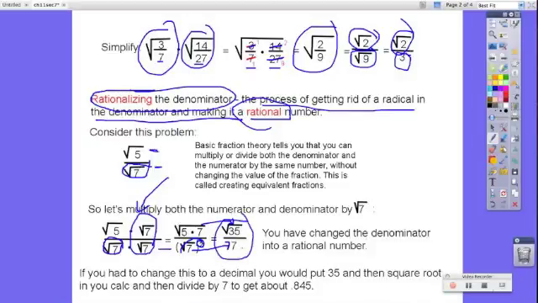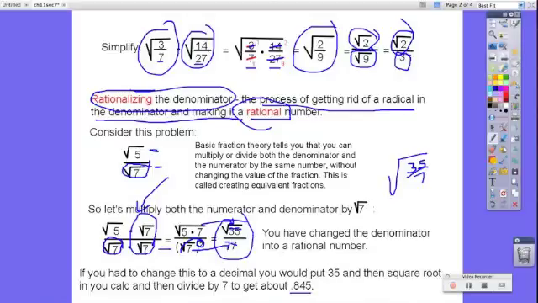Someone once asked, can I take the 7 and divide it into 35? No, you can't. The only way you can do that is if you have radical 35 over 7, and they're both underneath the radical sign. If you had to change this to a decimal, you'd put square root of 35 in your calculator and then divide by 7. And that's about equal to 0.845.